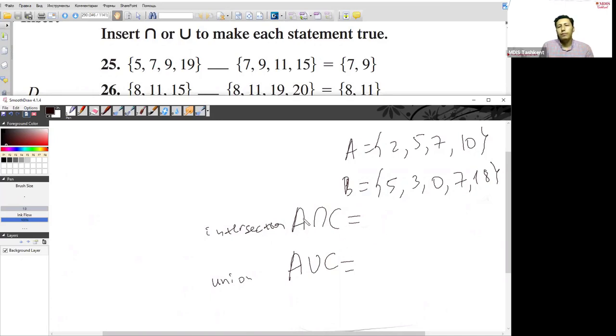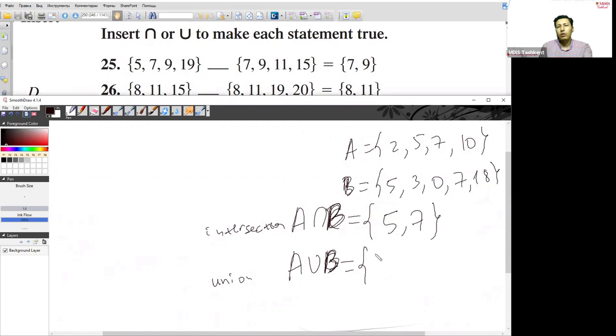Intersection. A intersection B, sorry, not C, means the elements that are contained in both sets, or you can say common elements, the same elements. Do we have the same elements? We have 5 and 7. So the intersection is equal to {5, 7}.